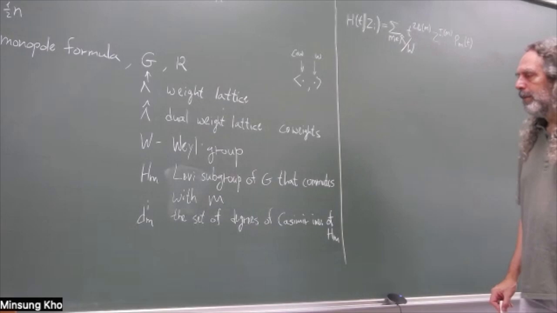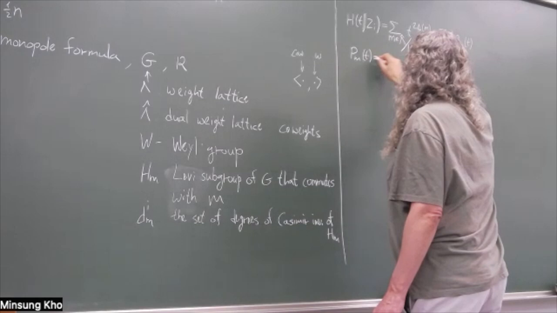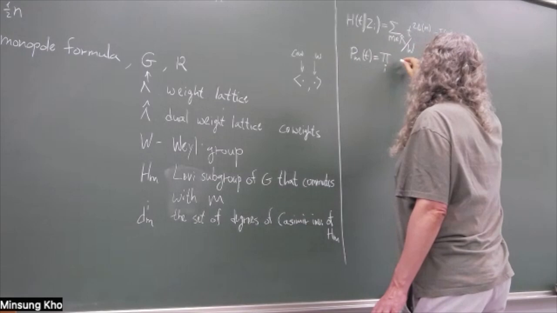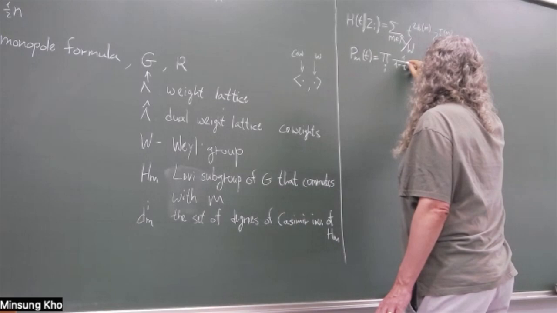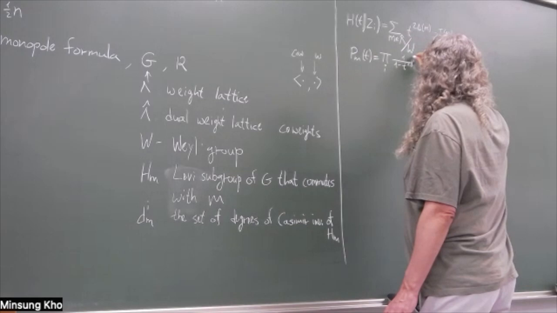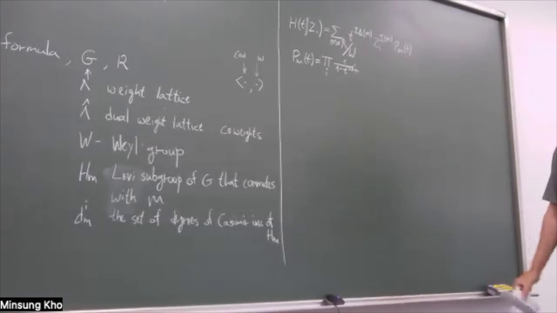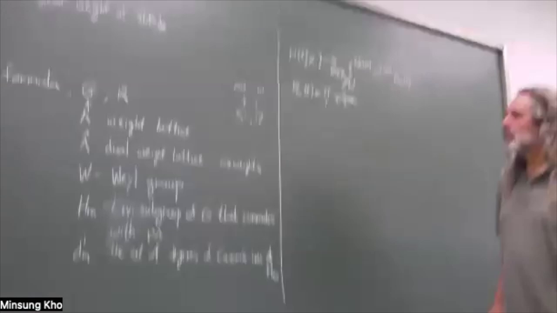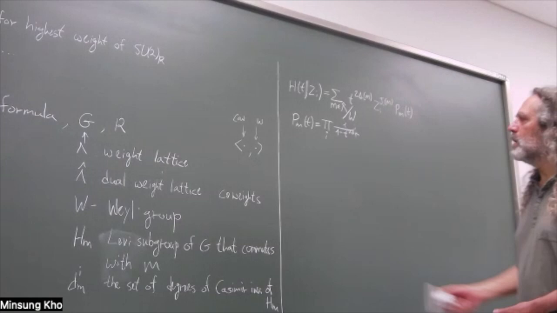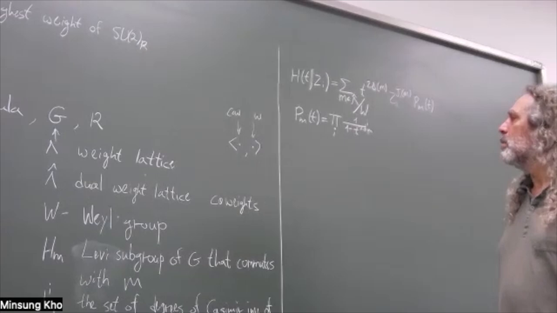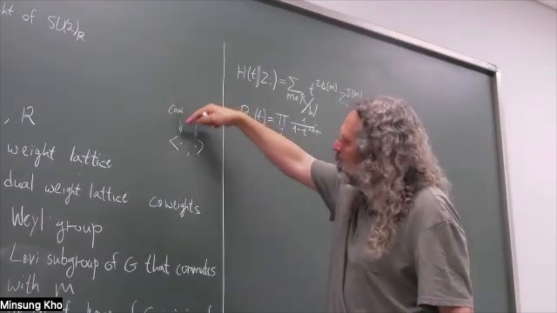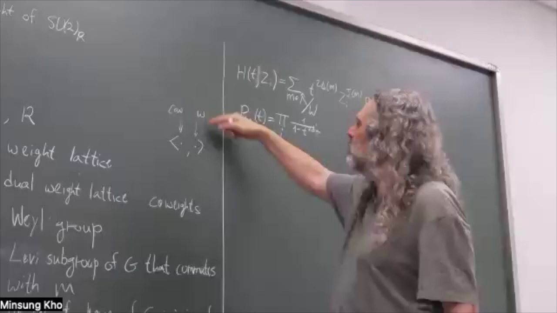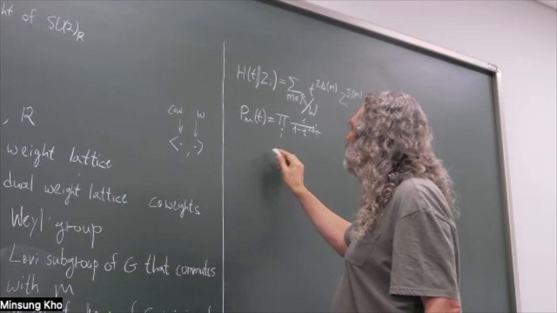So P_M of t is a product over i, one over one minus t to the two d_i. How did I label it like that? I need to use this bilinear form. So this bilinear form, I'll have to put a co-weight here. So the typical co-weight will be M, and the weights are in a representation. So I'll have 2 delta of M.